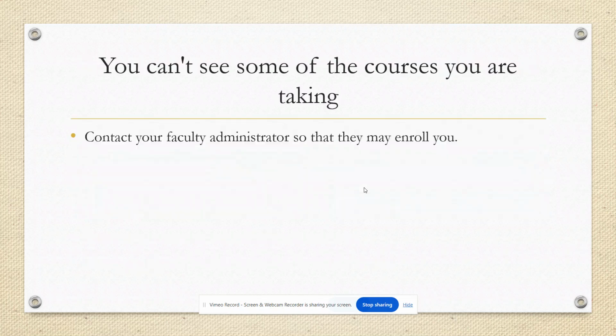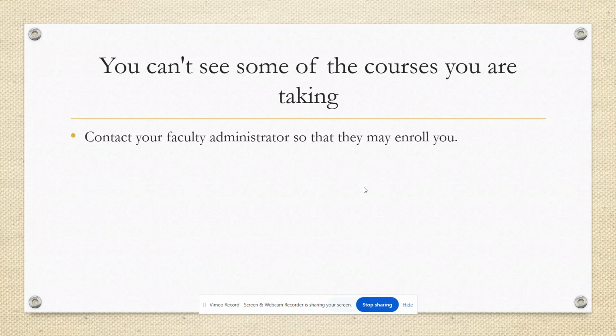That's about it. And then if you can't see, for example, I know I'm doing 6 courses this semester, but I can only see 5. Maybe one of them I can't see. So it also means that you haven't been added. So what you need to do is contact your faculty administrator so that they may enroll you. But that's the only issue.